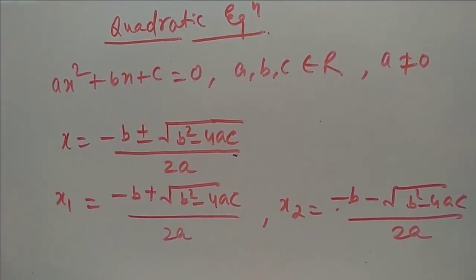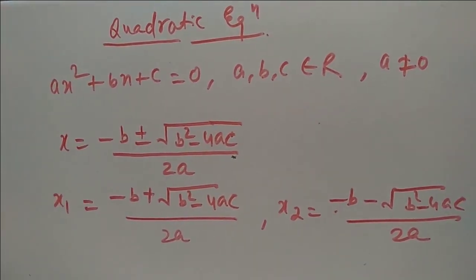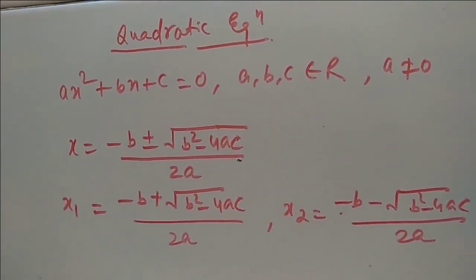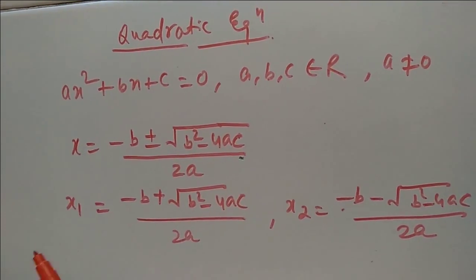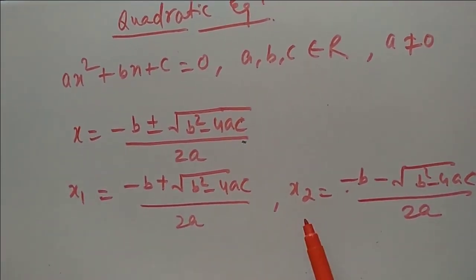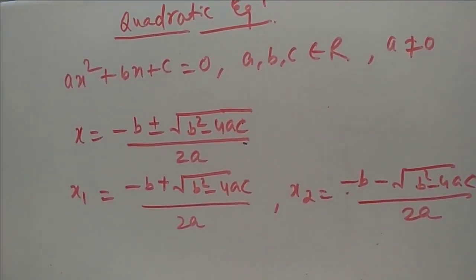Some authors in the Indian textbooks call them alpha and beta, because they find it very lucrative to express the roots as alpha and beta. We can also write that, there is no problem with that.